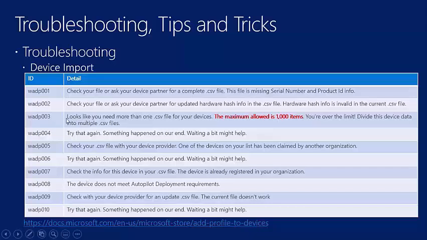One of the things, WADP003, I called that out because there is a maximum allowed of 1,000 items per CSV. So if you have more than 1,000, you'll want to split your CSV into multiple CSVs. But it does a really good job of calling out what the specific errors are, even including devices already registered in your organization. So with the device import, you might run into some errors there.